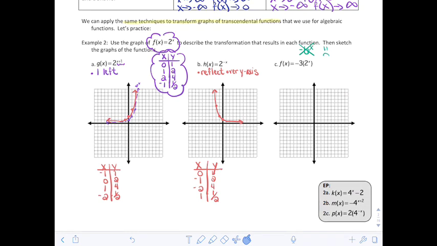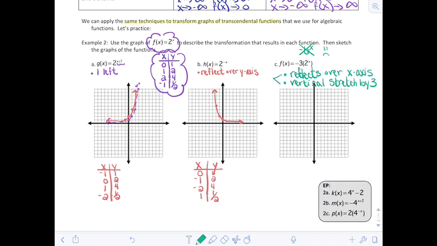So we know that the negative is going to reflect it over the x-axis. It's making the whole function negative, so this reflects over the x-axis. And the 3 is a vertical stretch by 3. Okay, so when we have to consider what we're going to do first, if we're going to reflect or stretch or shift, actually these two are going to go together.